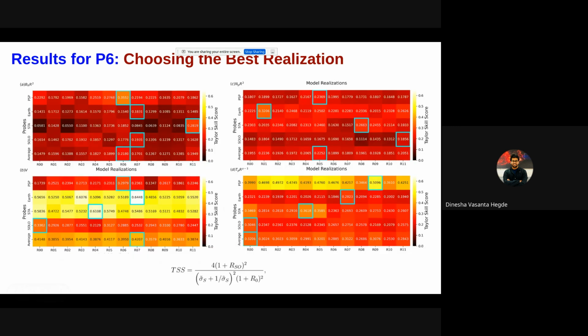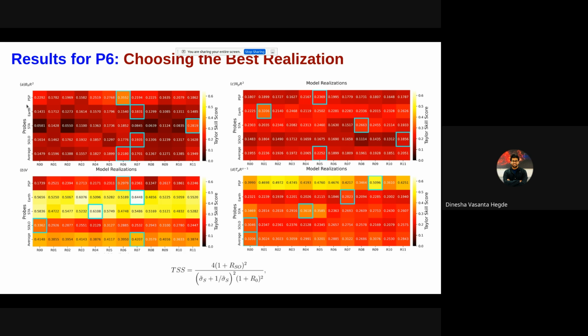But to do it in a one-metric fashion, like a skill score, we calculated a Taylor skill score based on the correlation coefficient and standard deviation of observation and simulation. Here I am plotting this Taylor skill score as a heat map for different variables. For each variable, I am plotting for different probes and the averaged value, and for all the ensemble members. The highlighted borders show the best ensemble member for each case.